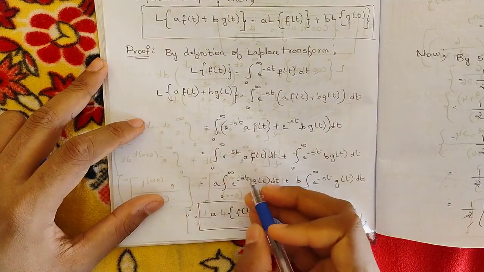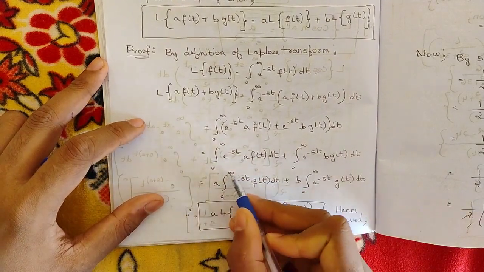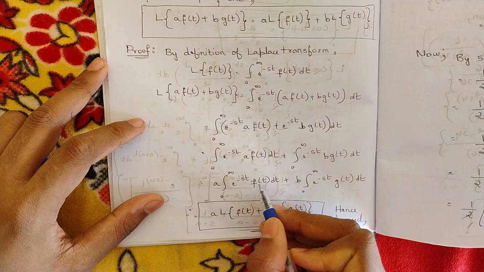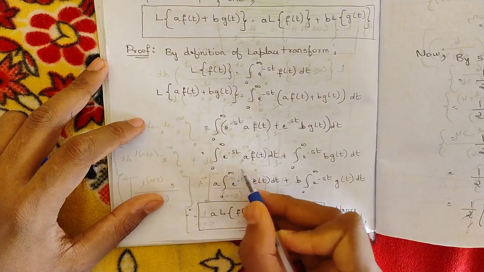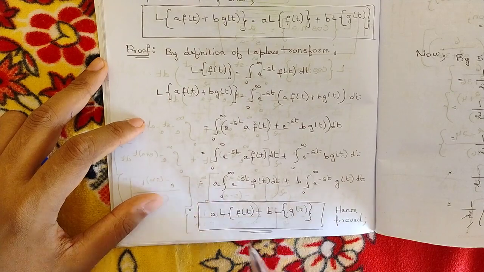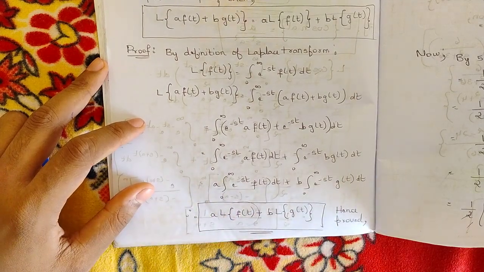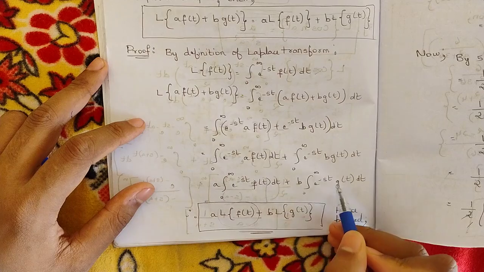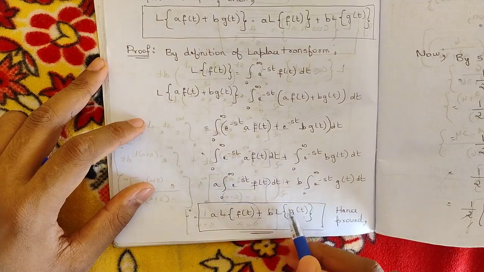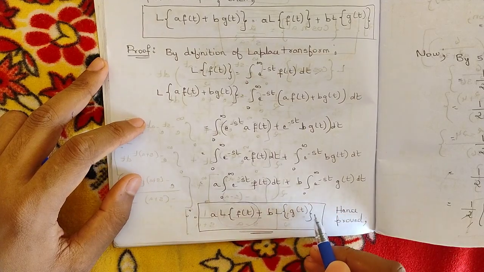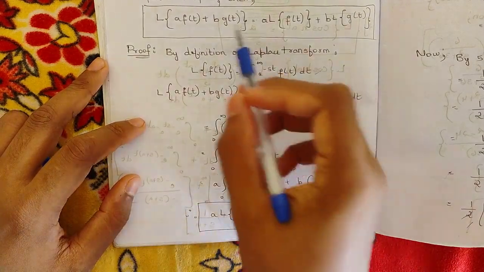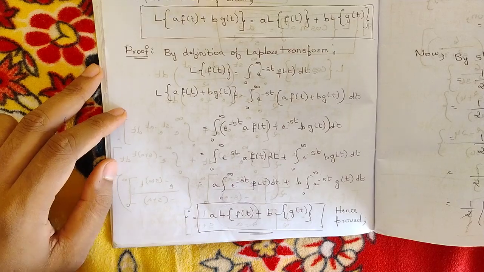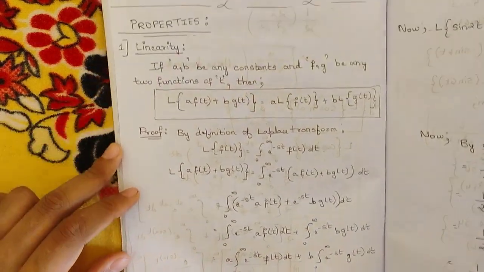Here, a into the integral from 0 to infinity of e to the power minus st f of t dt is simply, according to the definition, the Laplace transform of f of t. Similarly, in the second integral we have g of t, so that becomes the Laplace transform of g of t. Like this we prove the linearity property. Hope you understood this linearity property.